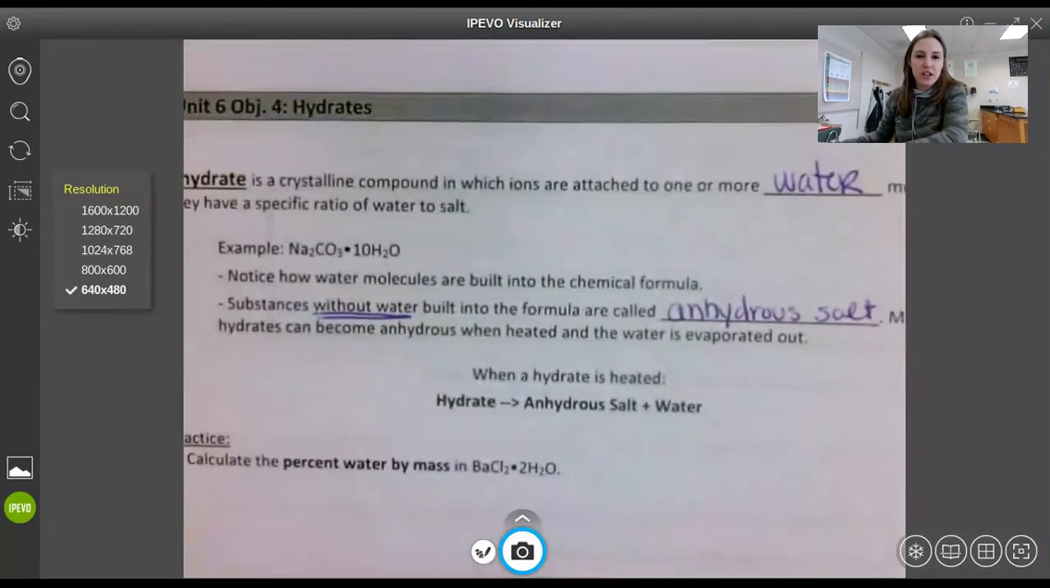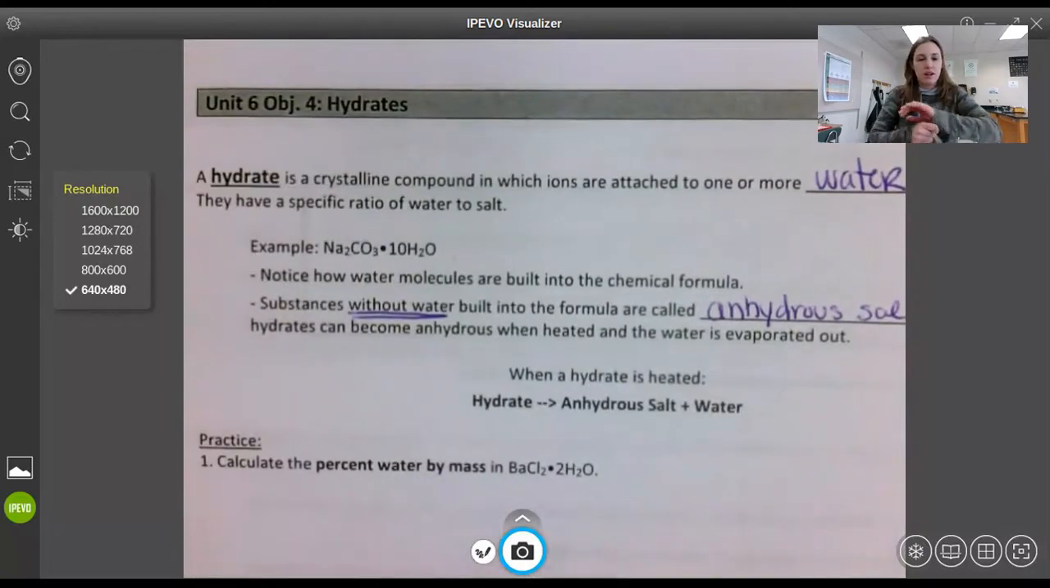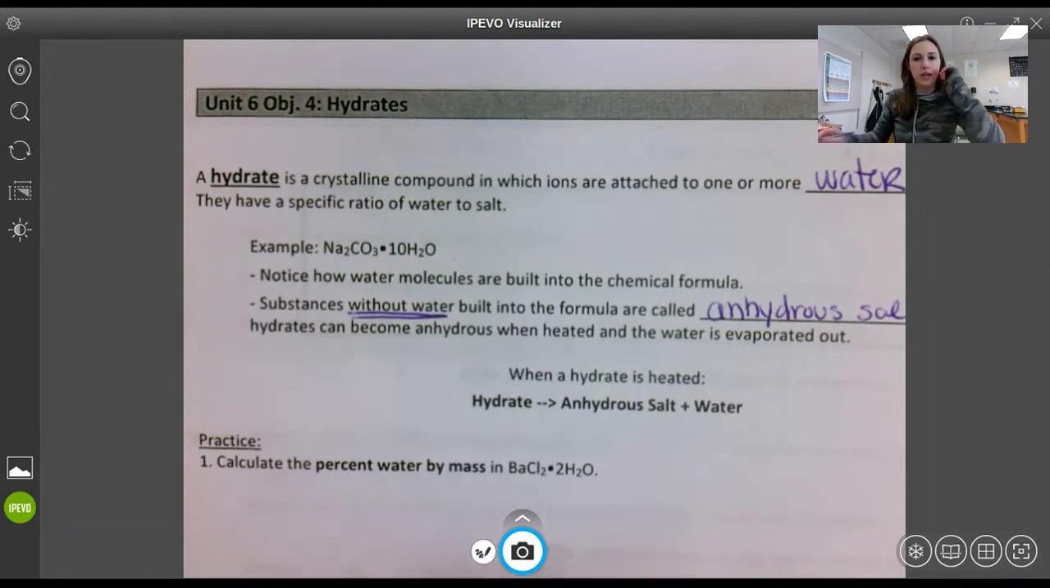All right, so we are going to be jumping into the next topic after percent composition, which is going to focus solely on hydrates. We talked a little bit about this in the last one, but now we're going to take a little bit more time to get into hydrates, which will be applied to in a lab.